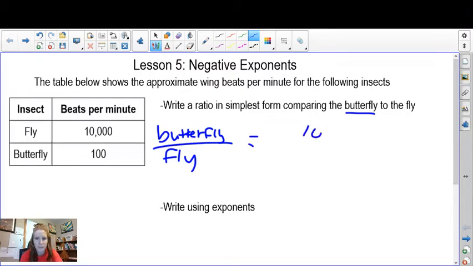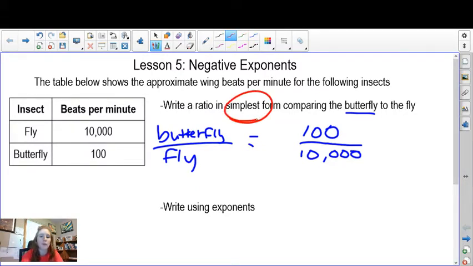So I have 100 beats per minute for my butterfly, and I have 10,000 beats per minute with my fly. And it has asked for it in the simplest form, so I need to reduce. Something that's cool that I like about numbers that end in 0 is to simplify, I can just cancel a term out of each one. And it doesn't matter what order I do it in, as long as I cancel one of them. So that's the same thing as saying 1, because that's all that's left on the numerator, over 100.